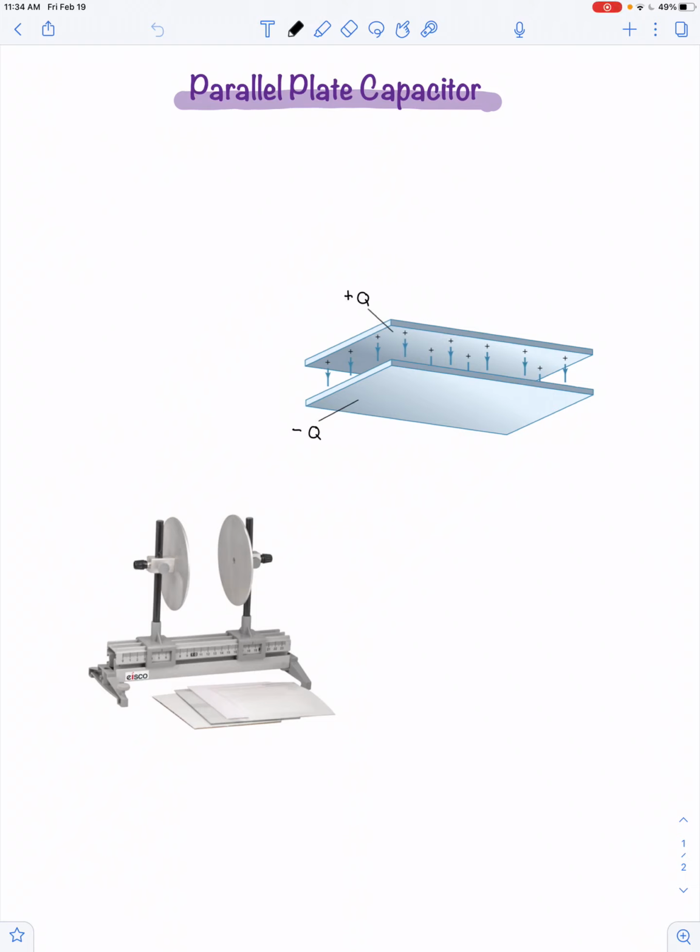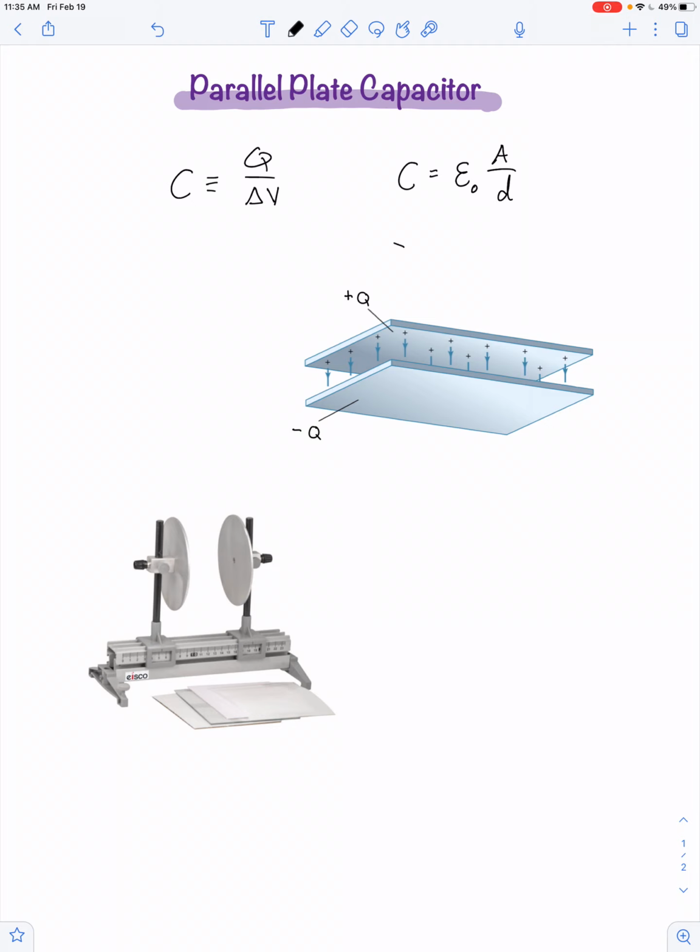I want to convince you that there's another equation besides the definition of capacitance that says it's equal to a ratio of charge stored in comparison to voltage applied. The other equation, for at least a parallel plate capacitor, says capacitance is equal to permittivity of free space multiplied by the area of the parallel plates divided by the distance between them.